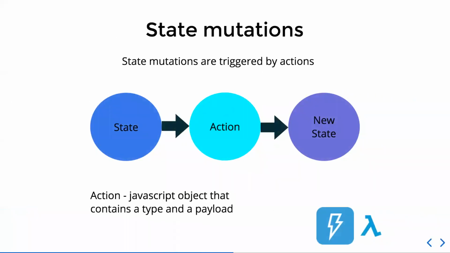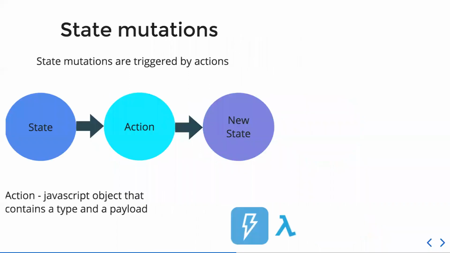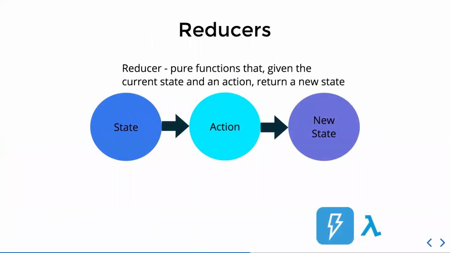State mutations are triggered by actions. So given the state and an action, what's the new state? An action is a JavaScript object that contains a type and a payload. I realize that's a lot, and I'm going to get into a little bit of demo to show you what that means. And reducers are pure functions that take those actions, and they are the mechanism to create new state.